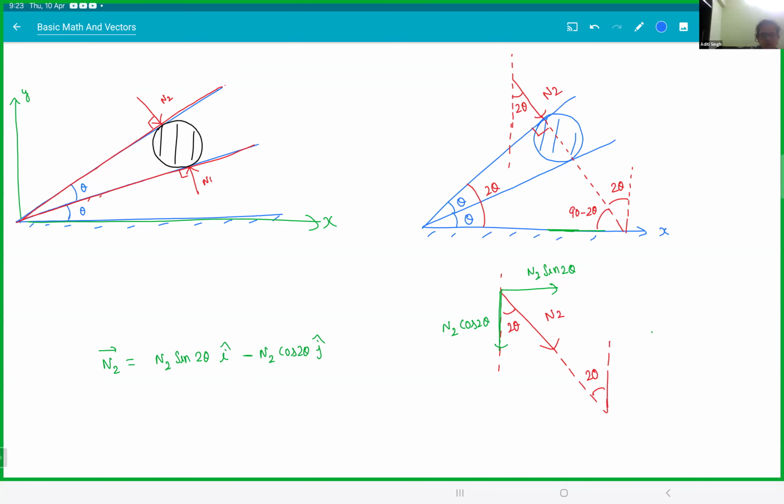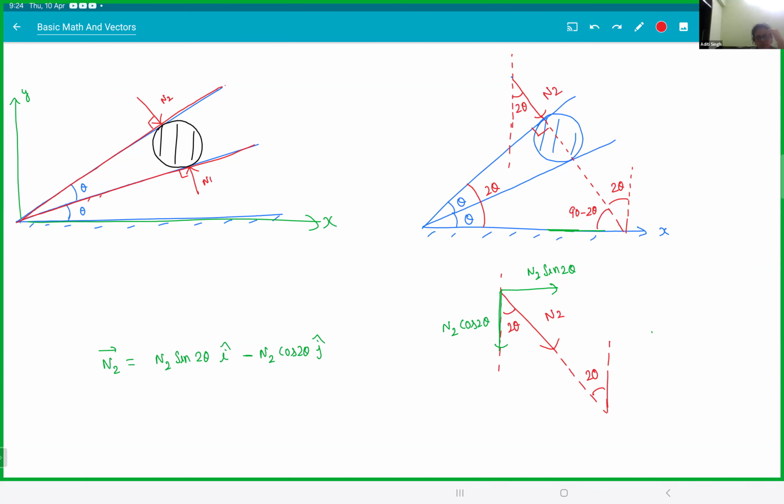Sir, clear, na, Trishi? Ah, Aditi. Sir, I completed the triangle from the top, so I just extended it over there. Yeah, this is theta. So this is 90 minus 2 theta, na?